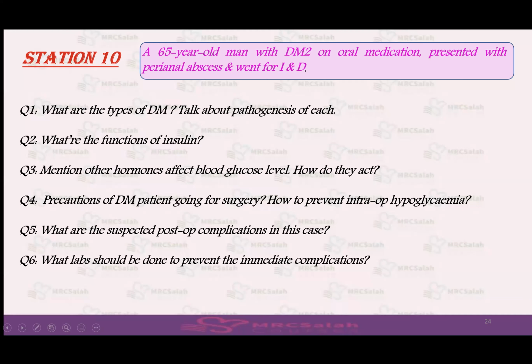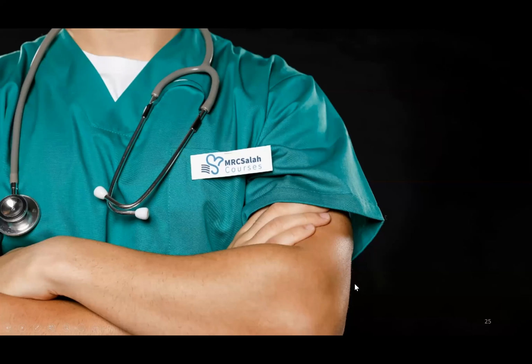Dr. Hadir, what labs should be done to prevent the immediate complications? Monitoring blood glucose level and ABG. What else? Serum potassium, which Dr. Salah just mentioned. Dr. Widad, post-operatively, who will be involved in the care of this patient? Endocrinology, his family, and his GP for sure. Okay, I finished this station.